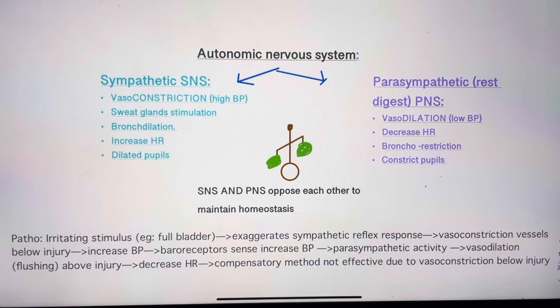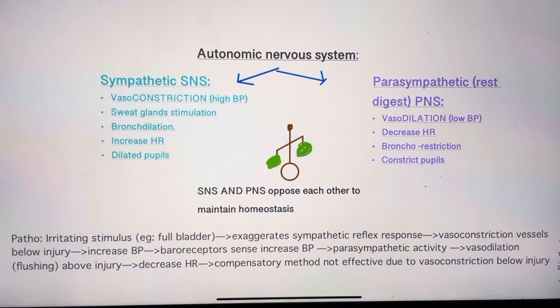So the pathophysiology behind autonomic dysreflexia is that an irritating stimulus, either a full bladder or that they have to have a bowel movement, are often causes. We'll talk more about causes later, but that irritating stimulus will exaggerate the sympathetic reflex response. And that will cause the vasoconstriction of the vessels below the injury, which will increase blood pressure.